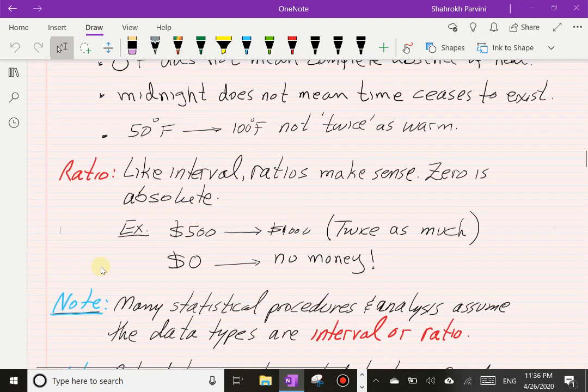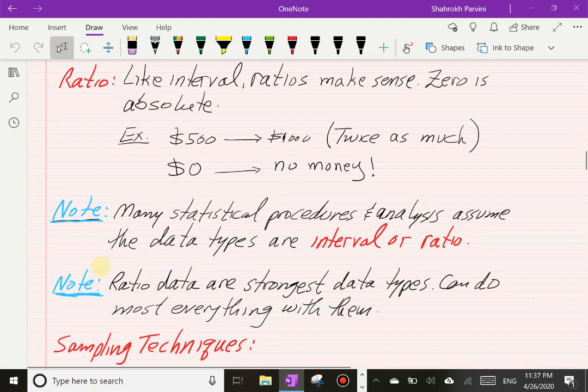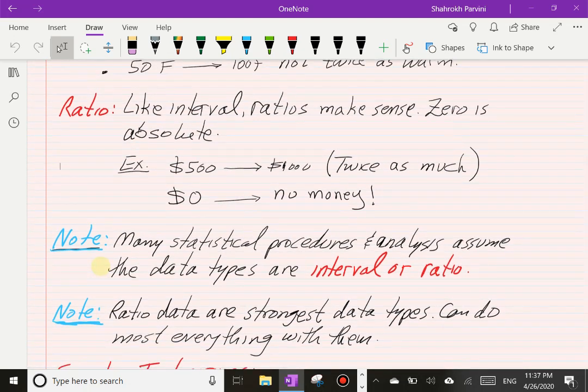Now, ratio scales are the most powerful measurements or data types. So we would like to have, as much as possible, ratio scale data types. Interval is fine also. A lot of our analysis requires that we have either an interval or ratio. And both of these, by the way, interval and ratio, are quantitative data types. And I mentioned that the ratio scale measurement is the strongest data type, and you can do just about everything you want with them, and it would be valid. So that's as far as the measurement data type goes.